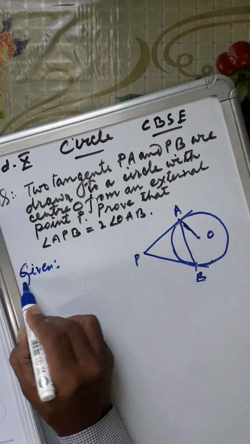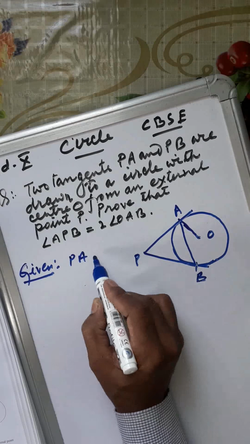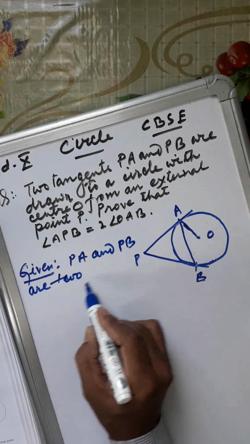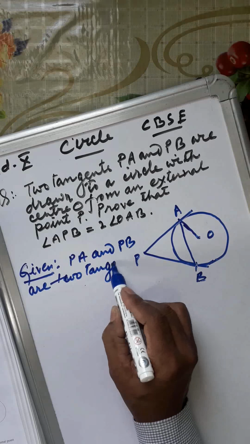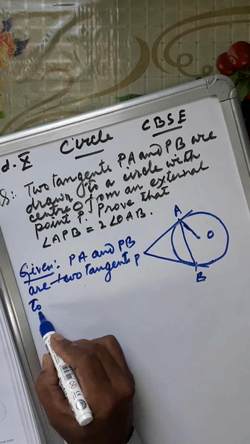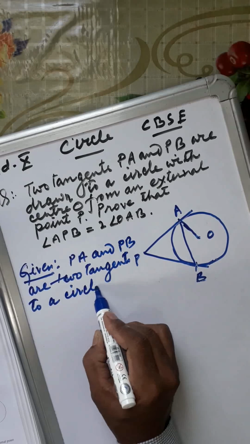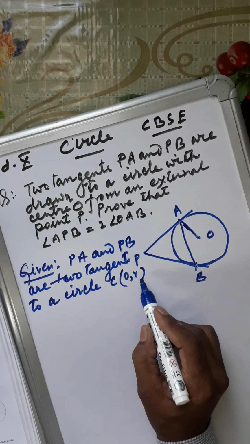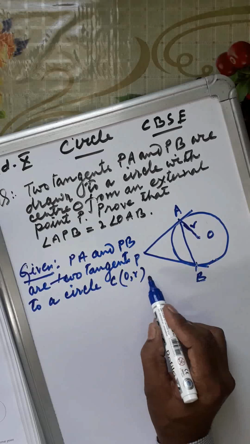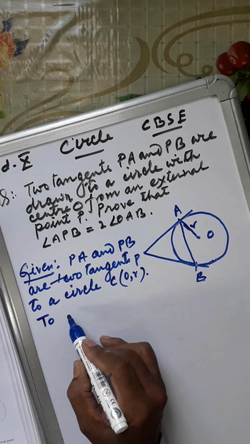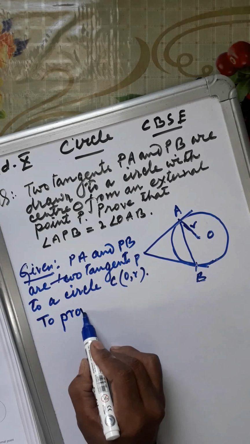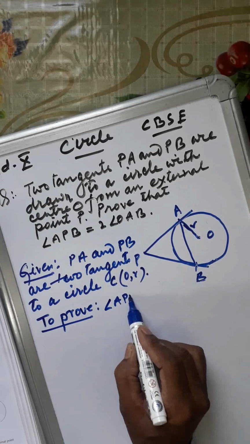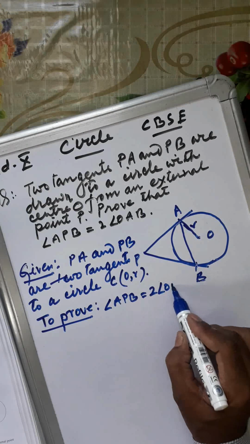Your given you can write very clearly that PA and PB are two tangents to a circle. For the circle we write the symbol C(O, r), meaning C is the circle, center O and the radius r. To prove, we require to prove angle APB is equal to twice angle OAB.